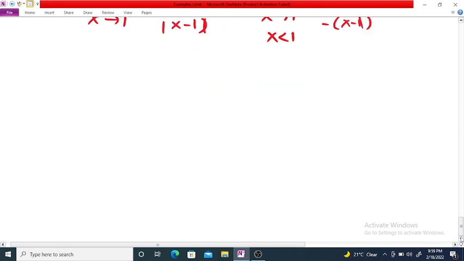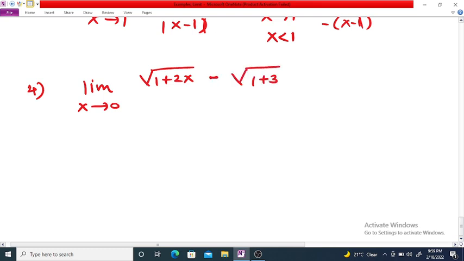Now next, example number 4. Find limit x tends to 0 of under root of 1 plus twice x minus under root of 1 plus thrice x divided by x plus twice x square.